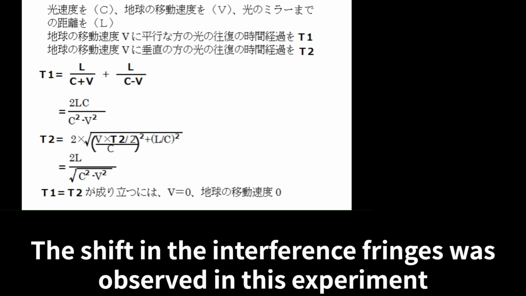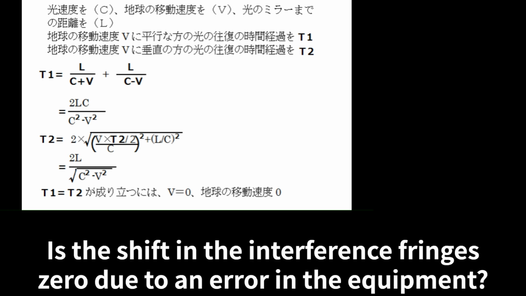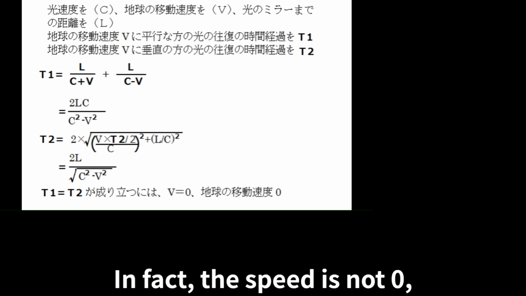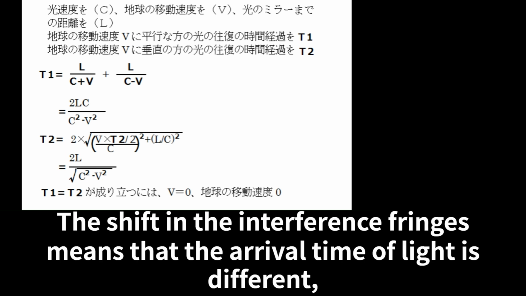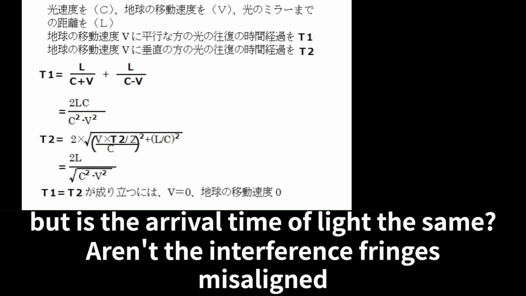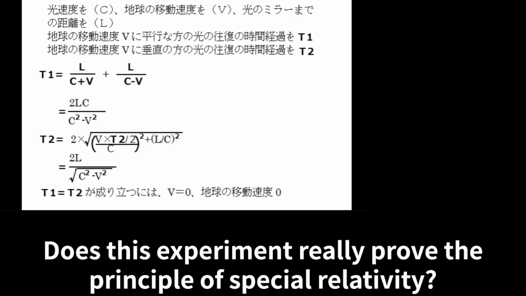The shift in the interference fringes was observed in this experiment, and in subsequent experiments. Is the shift in the interference fringes zero due to an error in the equipment? In fact, the speed is not zero, so can't we think of this as the shift in the interference fringes? The shift in the interference fringes means that the arrival time of light is different, but is the arrival time of light the same? Aren't the interference fringes misaligned, because the light takes different times to reach the object? Does this experiment really prove the principle of special relativity?